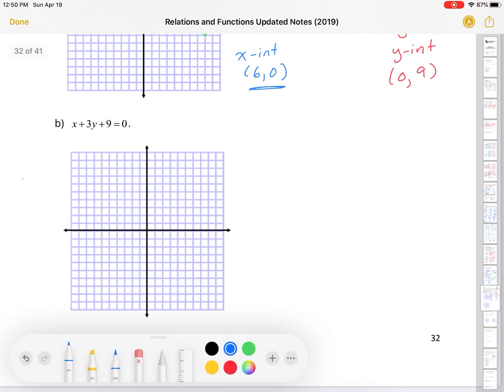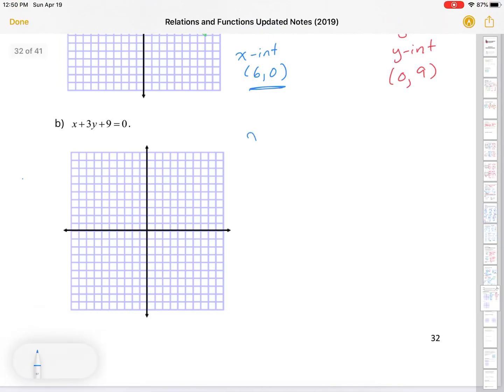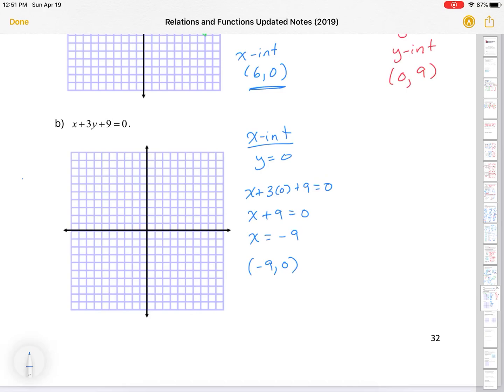Okay, we're back. So let's find our x-intercept. So y equals 0. So we take our equation. So x plus 3 times 0 plus 9 equals 0. So x plus 9 equals 0. So x equals negative 9. So our x-intercept would be negative 9 comma 0.